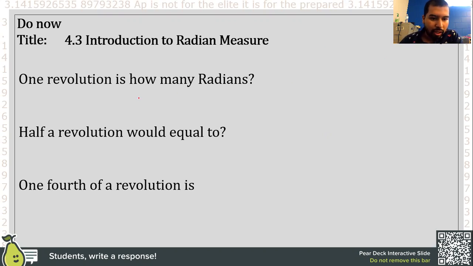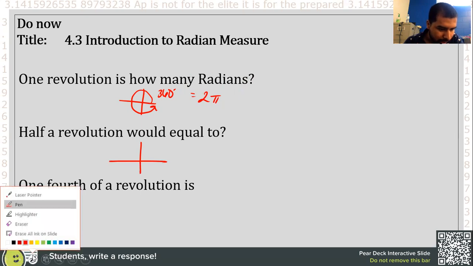So if we're talking about a full revolution, we know that that's 360 degrees, but it's also noted as 2 pi. Okay, so given that, we're going to work with radians only. I want you to think about how much half a revolution would be. So let's go ahead and draw that.